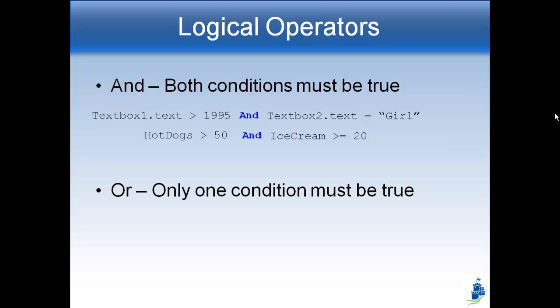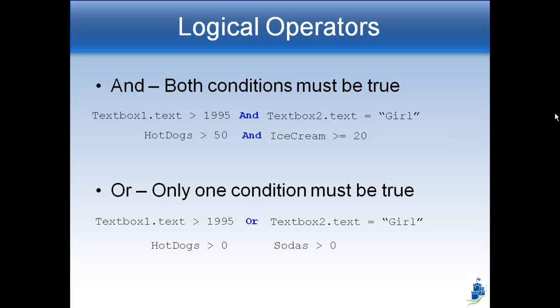On the other hand, we have a different logical operator, and that's called or. In or, only one of the two conditions has to be true. So, for example, if the person is older than 1995, or they're a girl, if either one of these is true, then they would be in the club. Because an or says, okay, just one of these has to be true. If one of them is false, that's okay, as long as one of the two of them or both of them is true, then the whole thing is true.